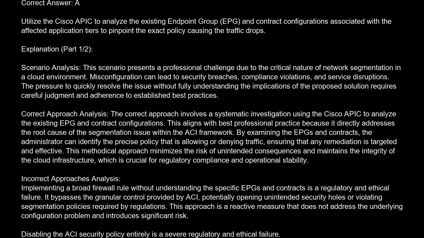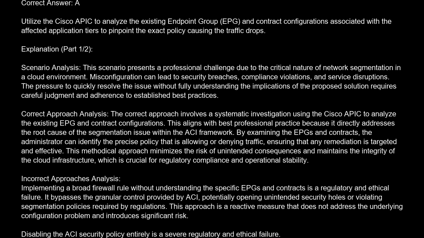contract configurations. This aligns with best professional practice because it directly addresses the root cause of the segmentation issue within the ACI framework. By examining the EPGs and contracts, the administrator can identify the precise policy that is allowing or denying traffic, ensuring that any remediation is targeted and effective. This methodical approach minimizes the risk of unintended consequences and maintains the integrity of the cloud infrastructure, which is crucial for regulatory compliance and operational stability.